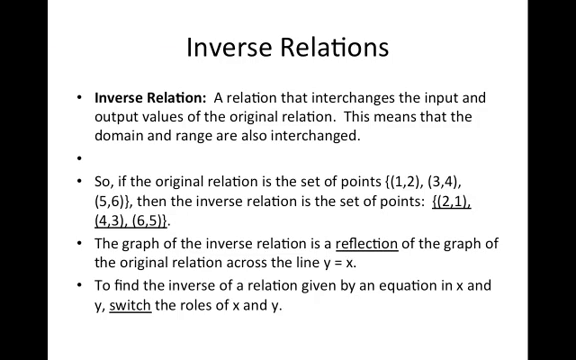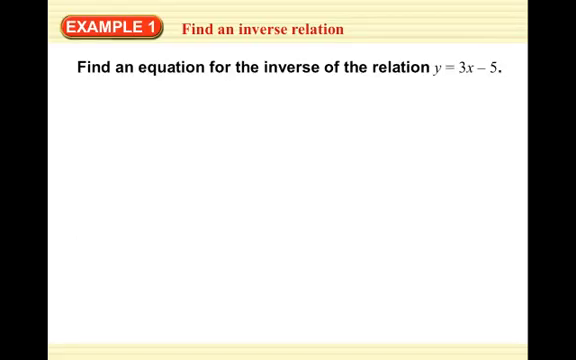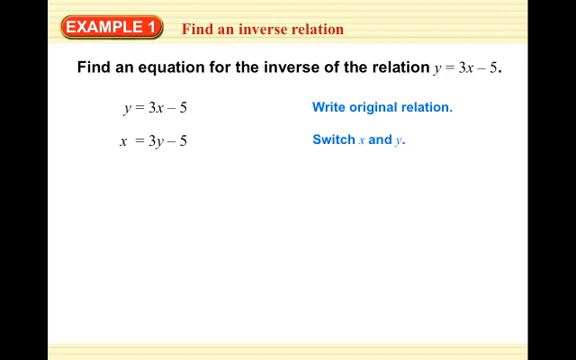Okay, so we're going to find an inverse relation given as an equation. We want to find the inverse of y equals 3x minus 5. So we're going to write the original relation, and then we're going to switch x and y. So we're going to rewrite it as x equals 3y minus 5. After that, you just solve for y.